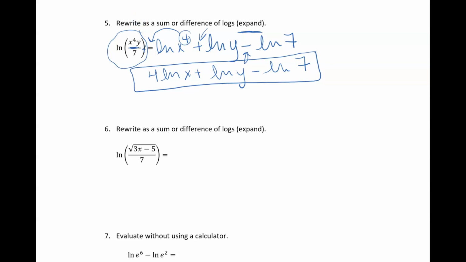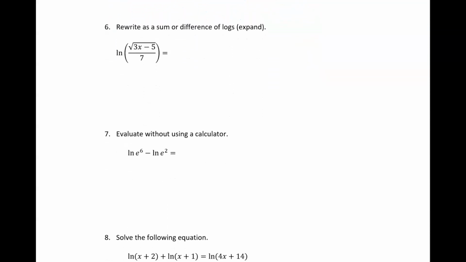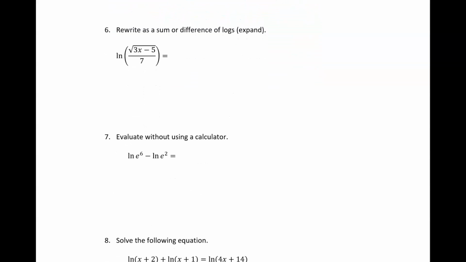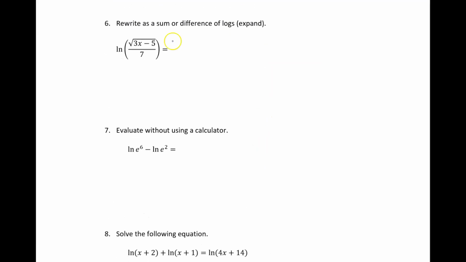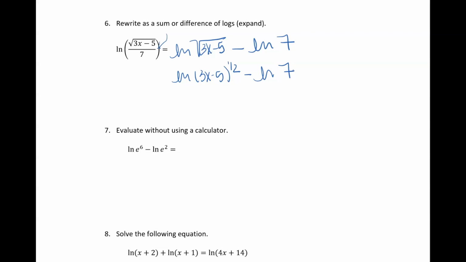Let's do it again. This says rewrite as a sum or difference of logs. So first, let me go a little bit slower. I want to get rid of this division. So I'm going to say ln of the square root of 3x minus 5, division becomes subtraction, ln of 7. So now I'm having to write ln more. Next, I'm going to rewrite that radical as a fractional exponent. So ln of 3x minus 5 to the 1/2 minus ln 7.